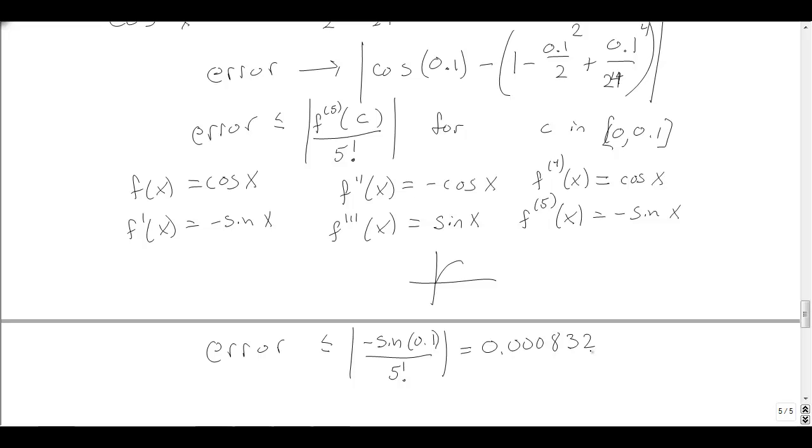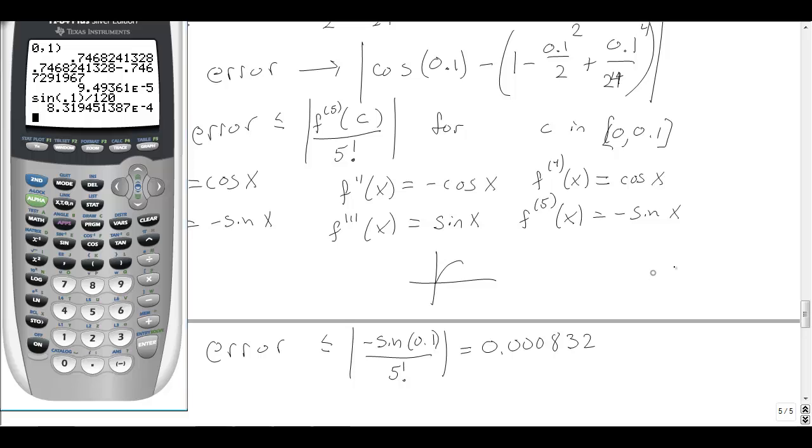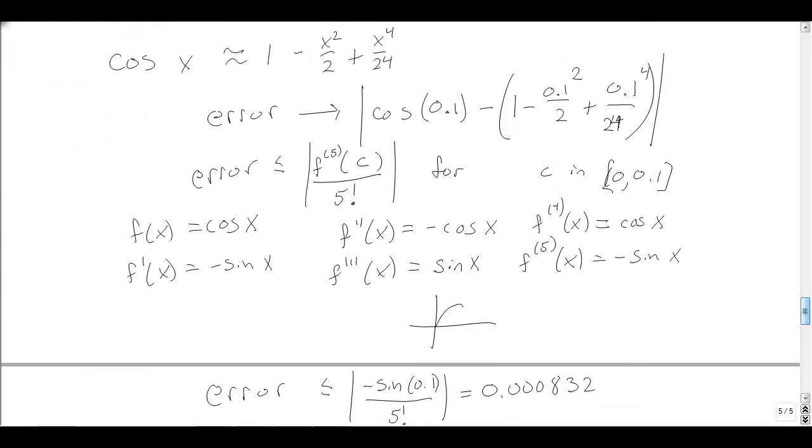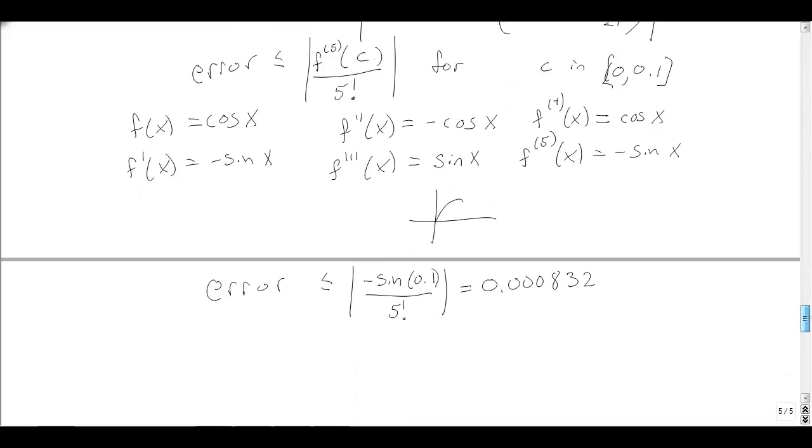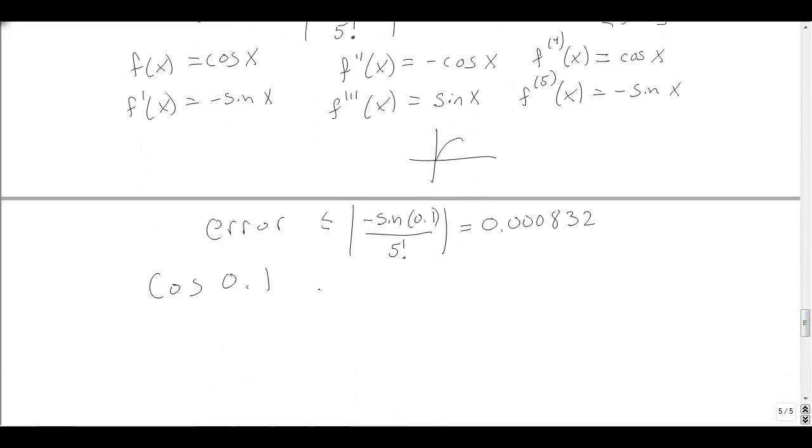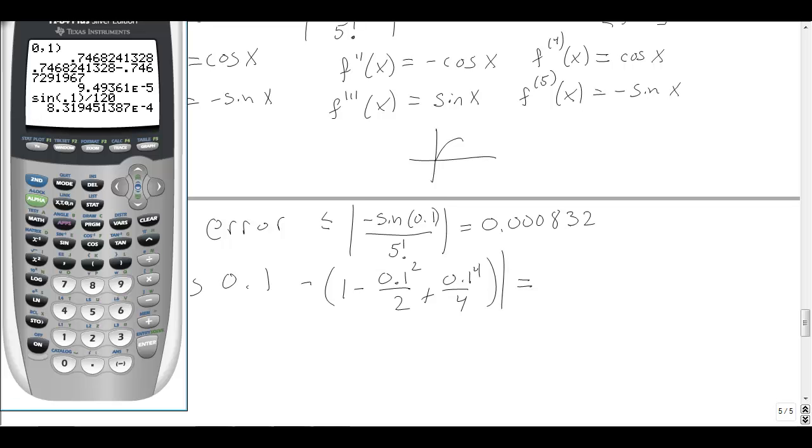Let's check and see what the error actually was here. So let's see, what were we trying to do? We were trying to evaluate cosine of 0.1. So cosine of 0.1 minus 1 minus 0.1 squared over 2 plus 0.1 to the 4th over 4. Let's see what the error was. I really want an absolute value of that. So we do a cosine of 0.1. Let me subtract the 1. It should be the negative. It's plus 0.1 squared divided by 2 minus 0.1 to the 4th divided by 24.